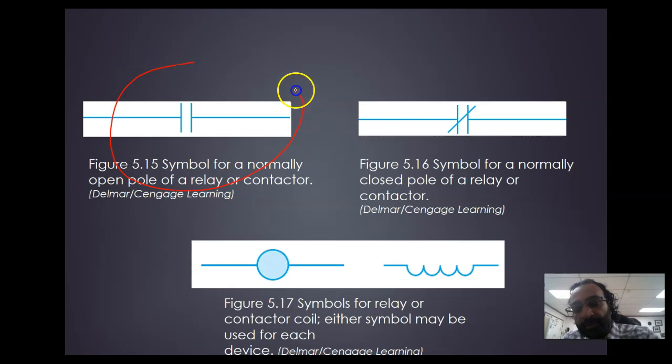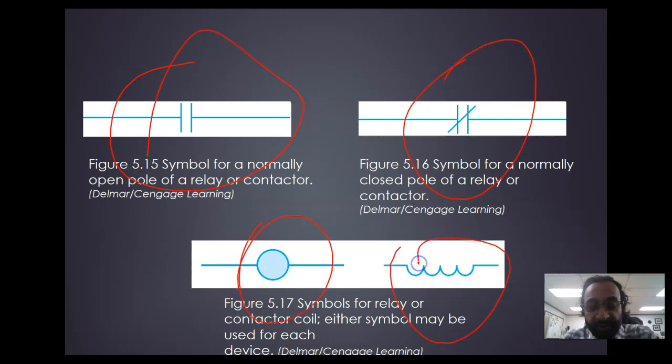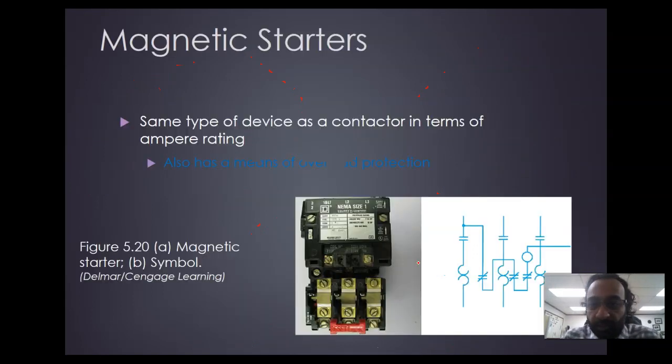Symbols of normally open contacts, normally closed, and this is the coil. So the coil could be either a circuit or just a coil. Magnetic starter: a magnetic starter is a very glorified contactor, which means it handles more than 25 amps. However, it does have the ability to break when there is overload. So it's a contactor with an overload protection, and we will repeat that a lot because we will need to know how it functions and how it resets.